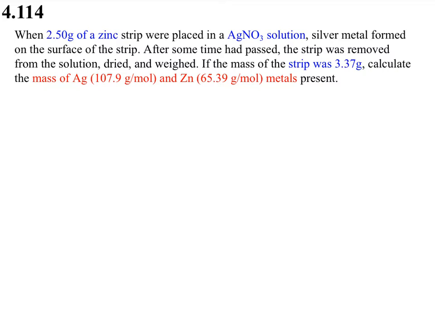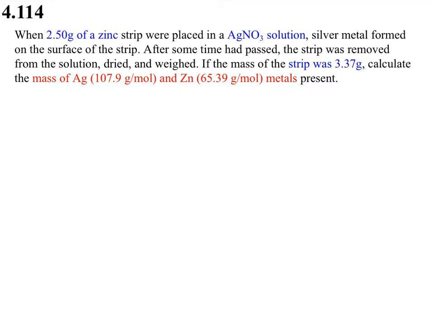As a result, we have silver metal formed on the surface of the strip, and at the same time the zinc becomes zinc cation and enters the solution. Okay, now we know that at the end the mass of the strip increases from 2.5 gram to 3.37 gram, and we're asked to calculate the mass of the silver and the zinc metal at the end.